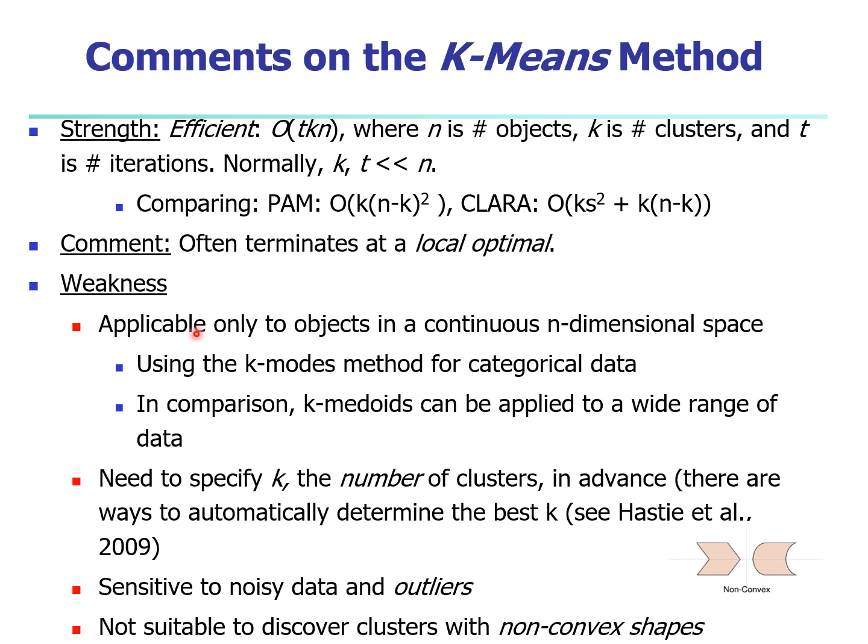Weaknesses of k-means. The method is only applicable to objects in continuous n-dimensional space. So we can use it on numerical data. We can also use it for categorical data because we can change categorical data into numbers, since k-means needs numbers in order to calculate. You cannot calculate the mean of a textual attribute.